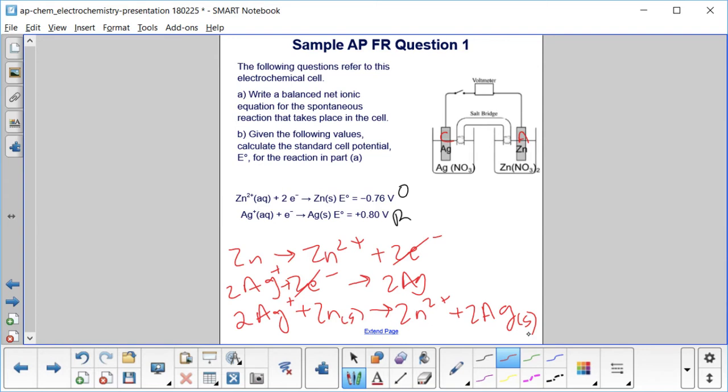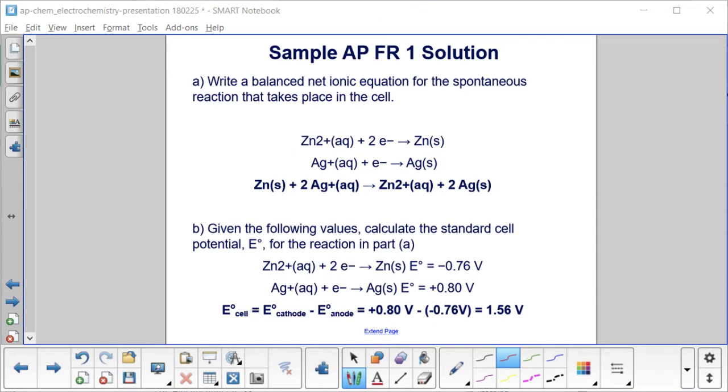Then I need to calculate the E0. So E0 is cathode minus anode, or reduction minus oxidation. So 0.80 volts minus negative 0.76 volts. And that is 1.56 volts. Okay, so there's parts A and B. Here's the fully worked out solution for A and B, in addition to what I showed you.